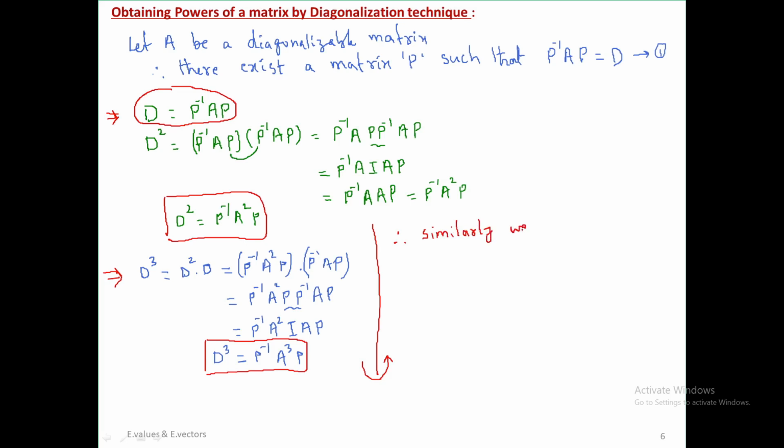Similarly, we can write D power n is nothing but P inverse into A power n into P. So this is the general formula where n belongs to the natural number set.